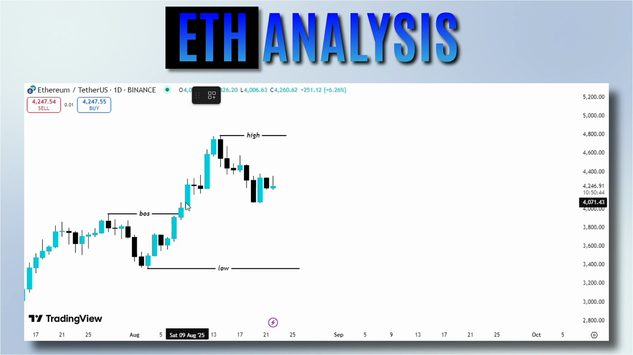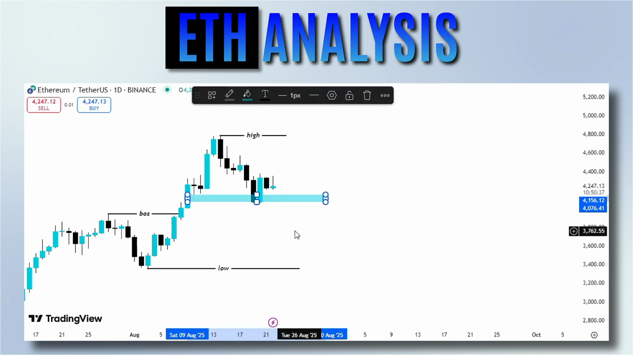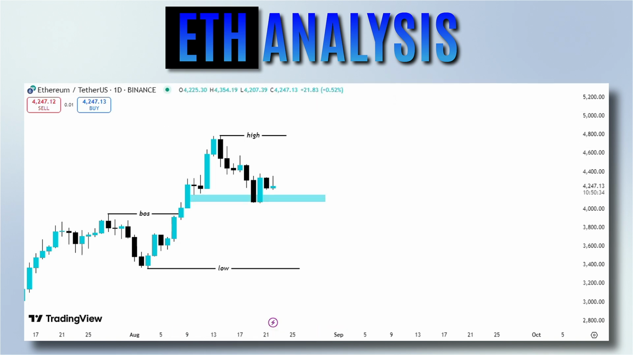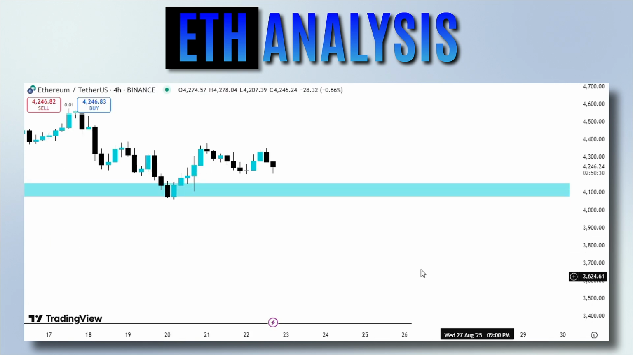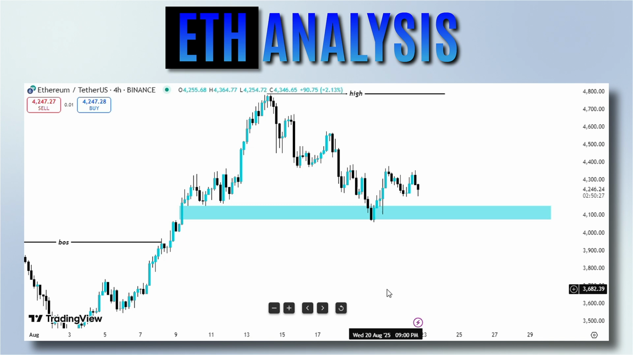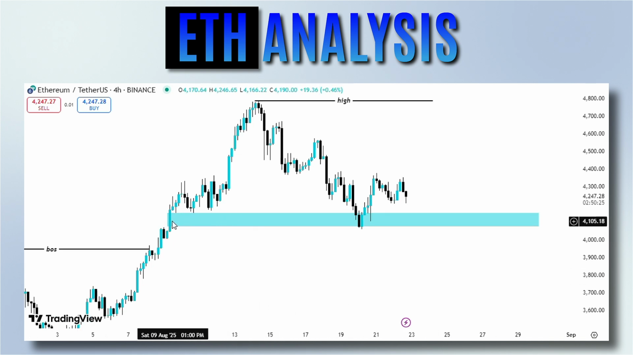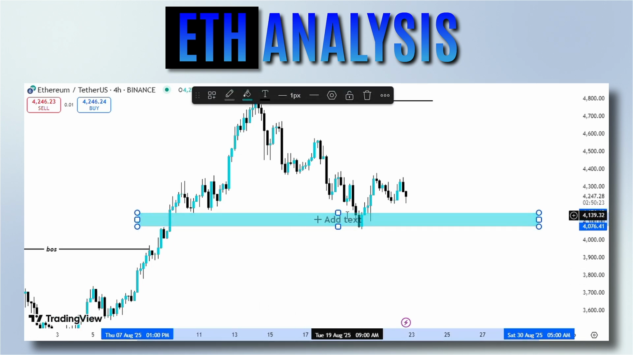Following that impulsive move, the price is now in a healthy pullback. It's currently testing a blue zone marked FVG, which is a fair value gap. This is a key area of interest where we can expect buyers to show interest again. So, our macro bias is bullish. Now, let's zoom into the 4-hour chart to analyze this pullback.